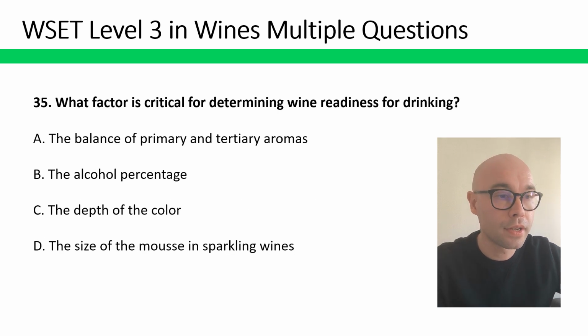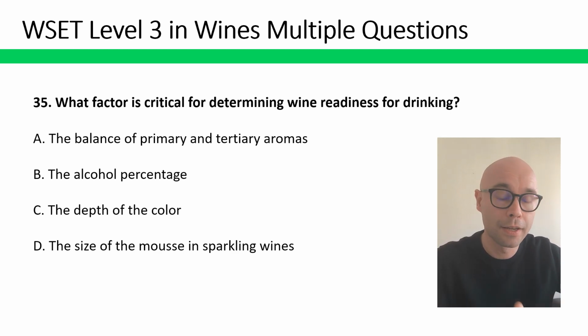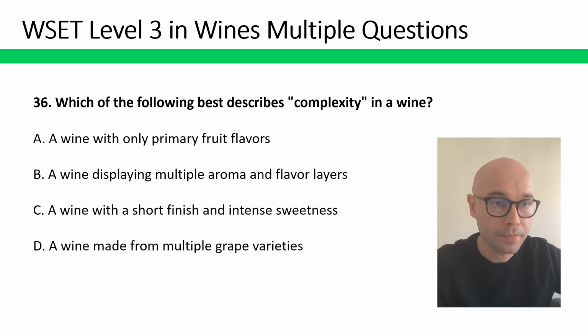What factor is critical for determining wine readiness for drinking? The balance of primary and tertiary aroma, alcohol percentage, the depth of color, the size of mousse in a sparkling wine. The correct answer is A, the balance of primary and tertiary aromas, and of course taking into consideration also the structural components like acidity, sweetness, and tannin.